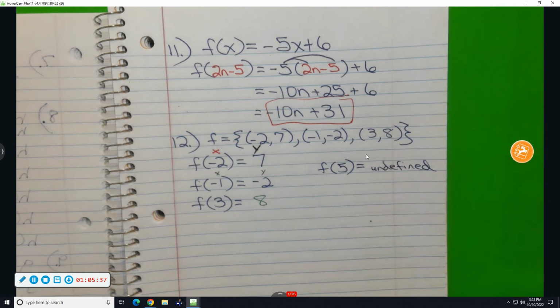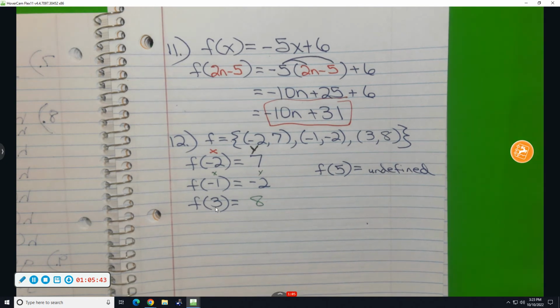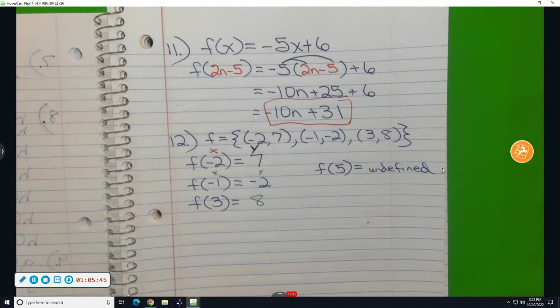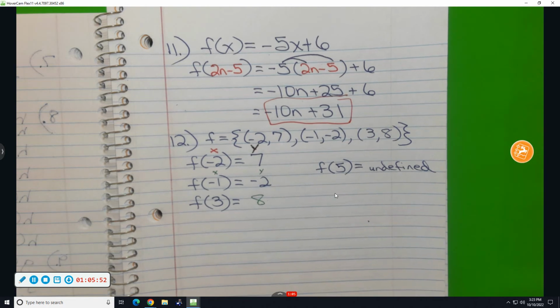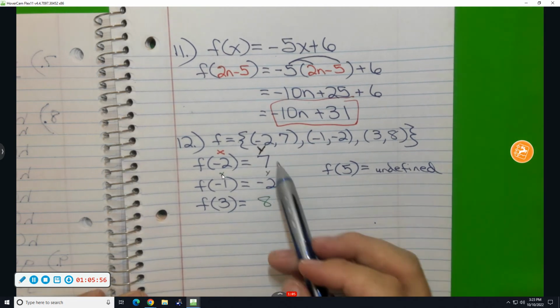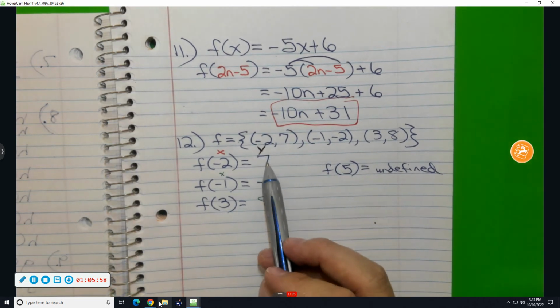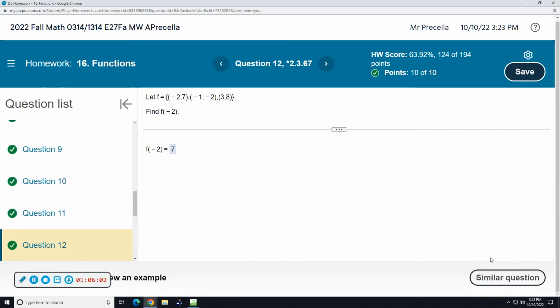In fact, you can make a more general statement. F of anything other than -2, -1, or 3 is undefined. There's no x value of 20, so f of 20 is undefined. But the value of the function is the y-coordinate at the given x value. Any questions there?